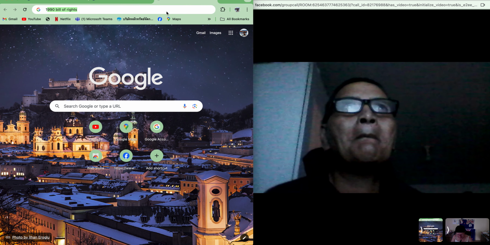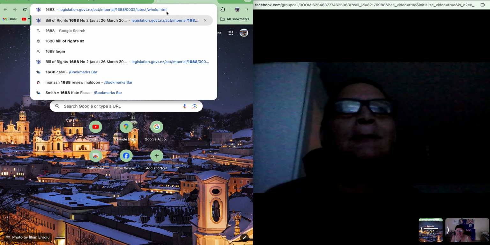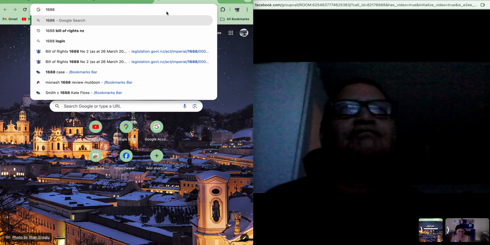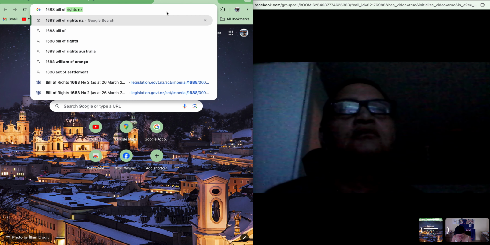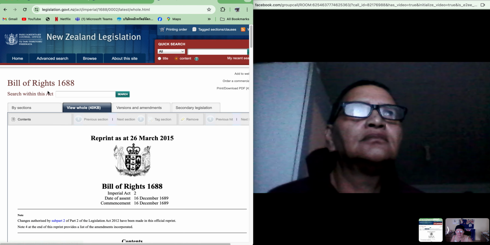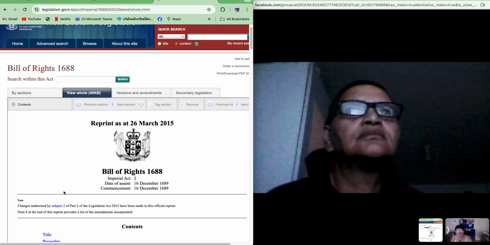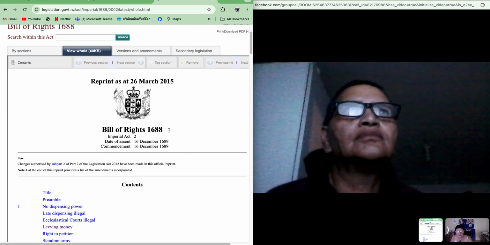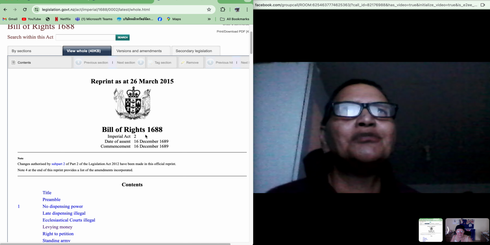But we've got this 1688 Bill of Rights. And this one, do you see there? It doesn't have New Zealand on it. And it doesn't have the word act on it. Right?